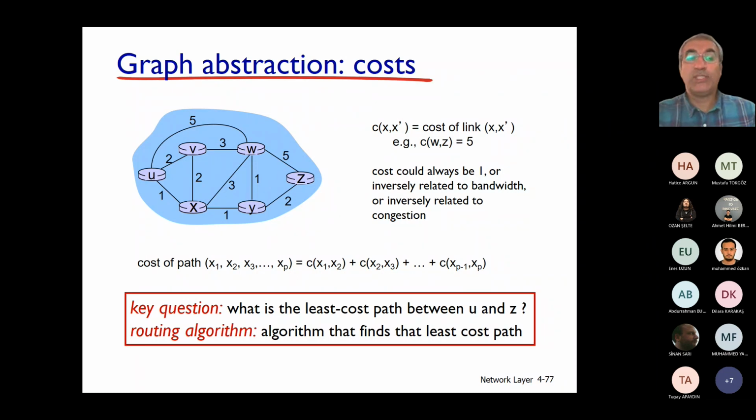So the question here is, I may have multiple paths from source to destination, or from one node to another node in this graph. What is the least cost path between source and destination? In this case, let's say between U and Z. This is the definition of routing. The algorithm that finds that least cost path is called a routing algorithm. The routing algorithm is responsible for determining the least cost path that I explained.